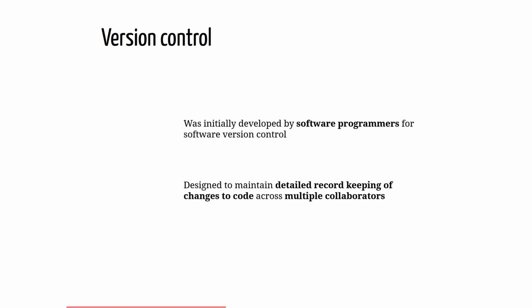Version control was initially developed by software programmers, and it's a way to track the development of software. So it's a way to see who changed what and have an entire history of all the changes that were introduced to the code. It's designed to maintain a very detailed record of all the changes that have been done, and it facilitates collaboration with other people when working with code.